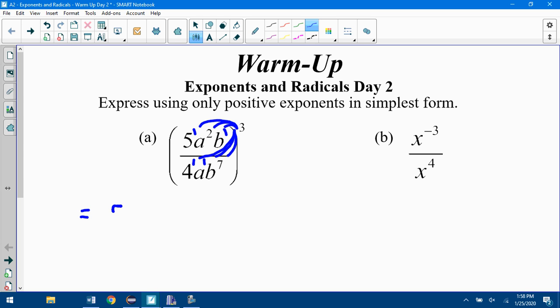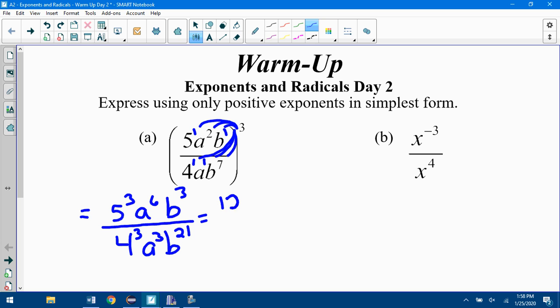Okay, so it's going to look like 5 to the third, a to the 6th, because you multiply when you distribute exponents, b to the third, all over 4 to the third, a to the third, b to the 21st. Okay? Then let's deal with the numbers. 5 cubed, that's 125. And 4 cubed is 64.